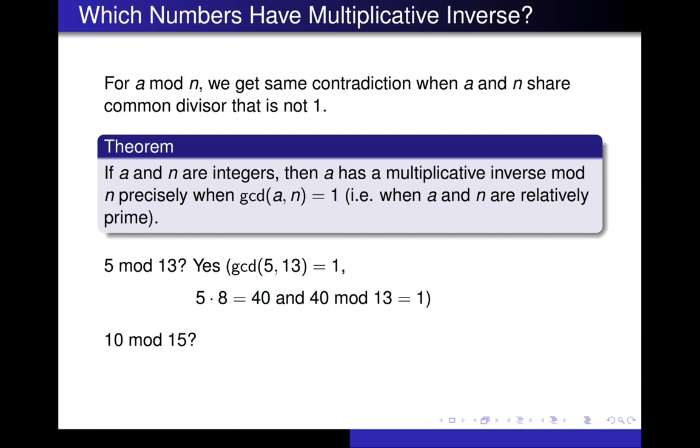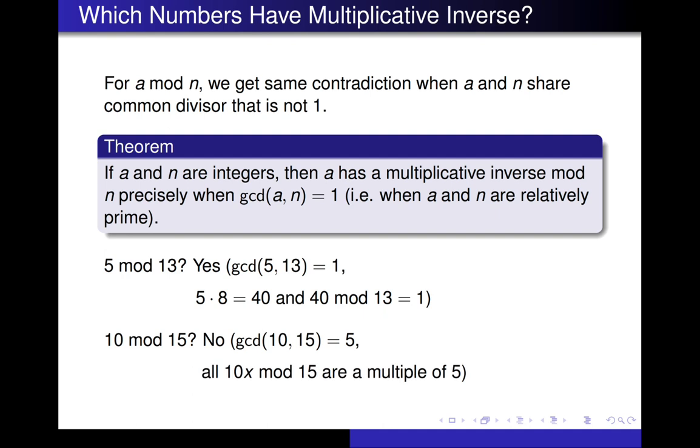What about 10 mod 15? Well, no, and we can think of that in two ways. First of all, the GCD is 5. 5 is not 1, and so 10 can't have a multiplicative inverse mod 15. But also, we get a similar thing to what we got with 4. Remember that they had all even numbers? With this one, you have to check this, but all multiples of 10 mod 15 are going to be a multiple of 5. And since they're going to be a multiple of 5, there's no way you're ever going to get 1.